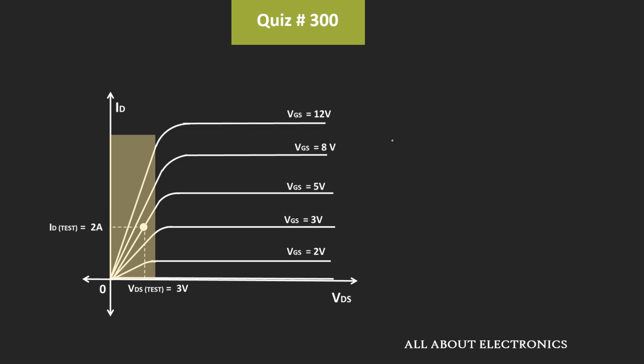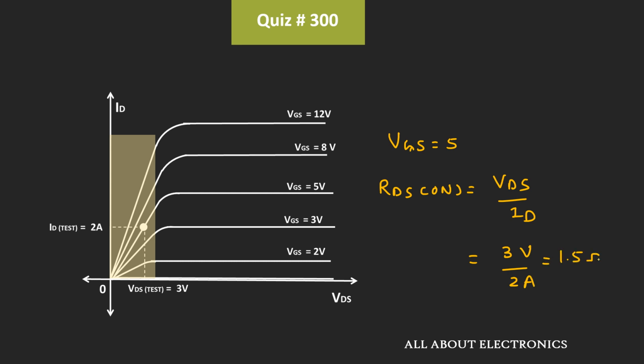That means whenever this VGS is equal to 5 volt, at that time this RDS on is equal to VDS divided by ID, that is equal to 3 volt divided by 2 ampere, that is equal to 1.5 ohm.